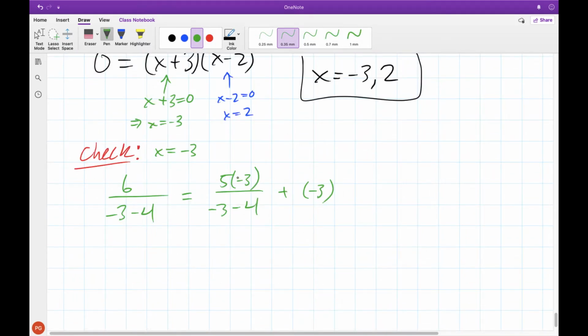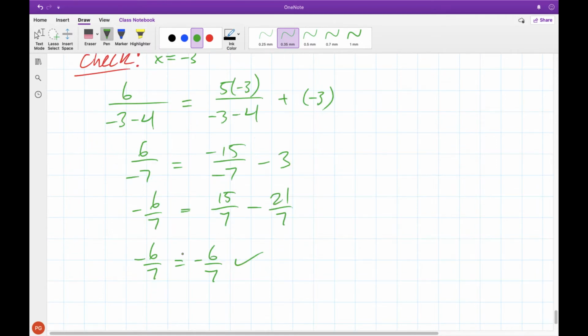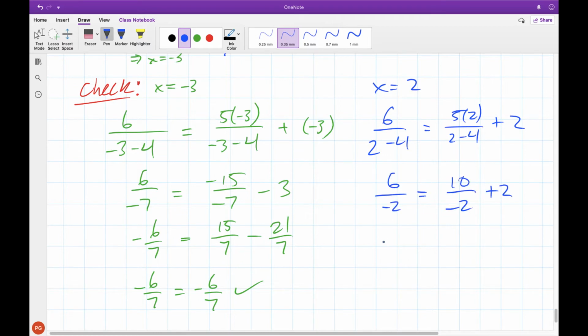Once we've plugged in our value of -3, we can start simplifying. Since we've got negative on top and bottom, this would be positive. And this -3, we can turn to have a denominator of 7 by multiplying top and bottom by 7. And now we got both sides to match, so we know we have the right answer. We can do the same thing with x equals 2. Plugging in our values, now we can do some simplifying. This would be -3, this is -5. We get both sides to match, so again, we know we have the right answer.